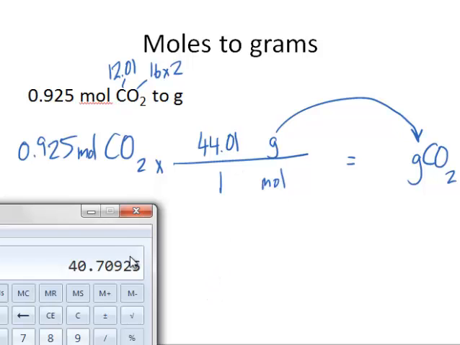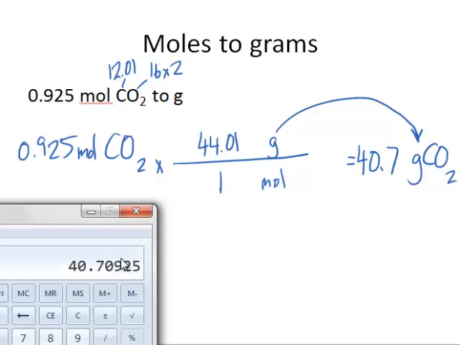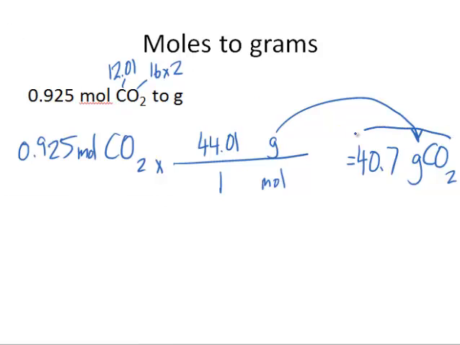40.70925. Now we don't write all these digits. Notice that there's three digits in the given. The zeros in the front don't count ever. So we write 40.7. Notice that after the 7 there's a 0, so that rounds down. So here's my answer. 40.7 grams of CO2.